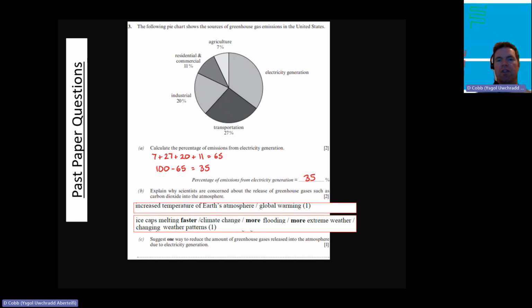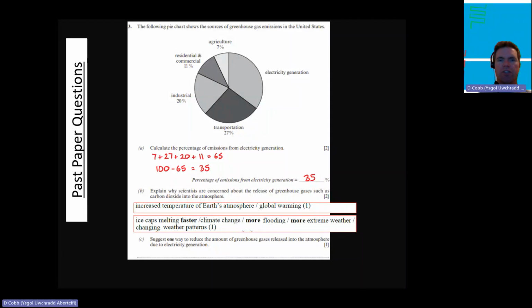I think they've emphasized here, you need a comparative word. You can't just say flooding, because flooding happens now and has happened for thousands of years. So what we're saying is that increased level of greenhouse gases causes more flooding. It's quite common they insist on using a comparative term like that, so saying faster or more.